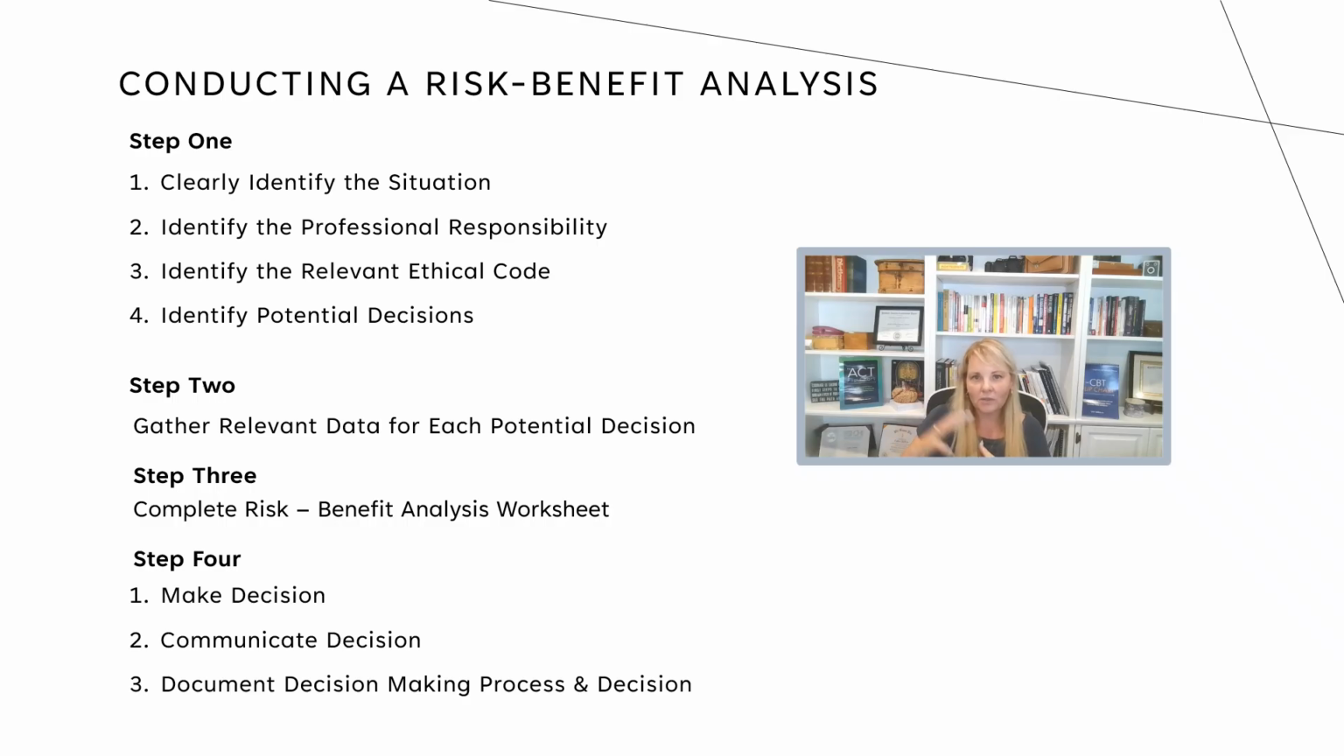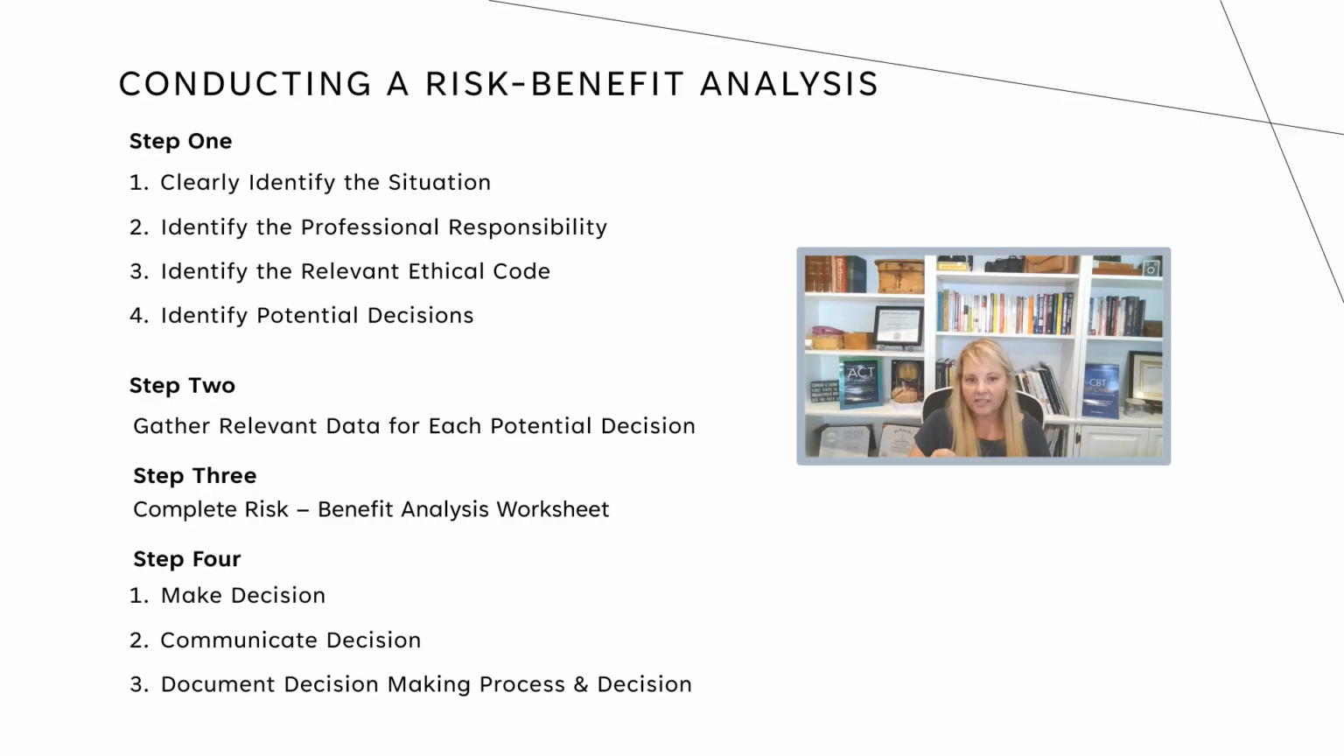Then in step 3, you're going to complete a risk-benefit analysis worksheet. So you're going to use this procedure and you're going to just detail it all out. You're going to write it down. So we don't want to do a risk-benefit analysis in our head. This is a very structured and systematic process. And so that's step 3. And then step 4 is the decision process.